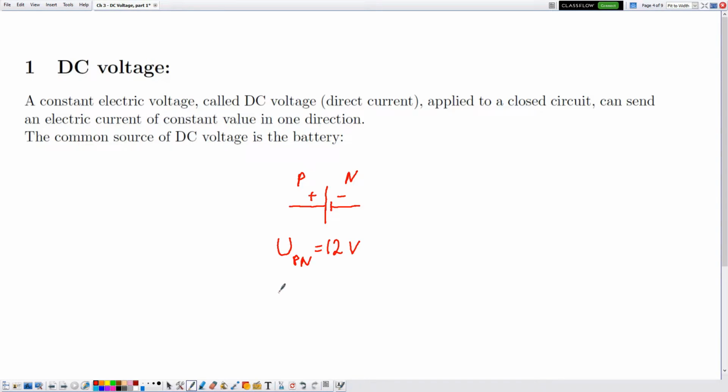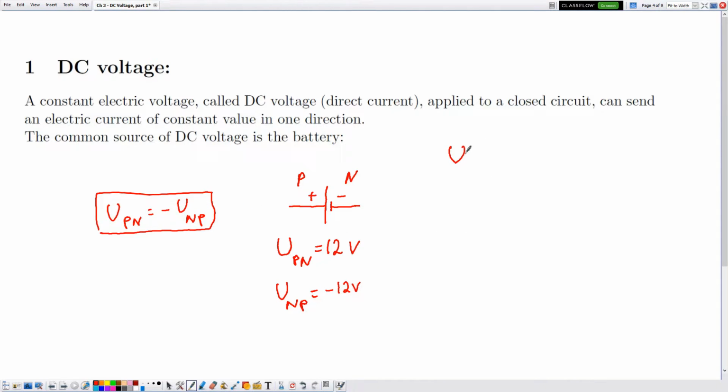However, now if we are measuring the voltage from the negative pole to the positive pole, this will give us minus 12 volts. We always have that UPN is equal to minus UNP. Then whenever we switch these two letters, UPN is equal to minus UNP.